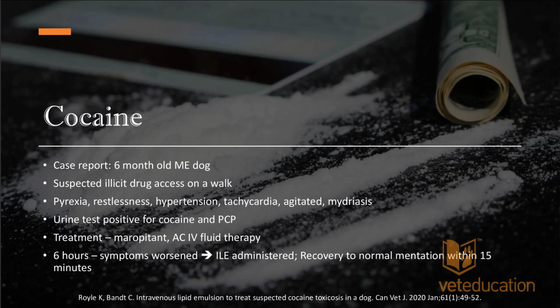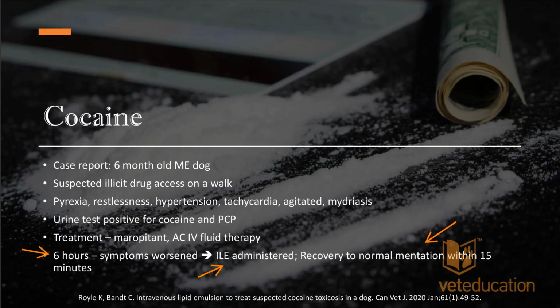The treatment involved maropitant therapy to decrease nausea, activated charcoal, and IV fluid therapy. But 6 hours later, the symptoms worsened in this patient. The patient became behaviorally really unpredictable, and tachycardia was worse. They administered intravenous lipid emulsion therapy, and this is too cool, okay? Recovery to normal mentation within 15 minutes. I'm saying this is a pretty positive response of intravenous lipid therapy in the use for cocaine or PCP toxicosis.